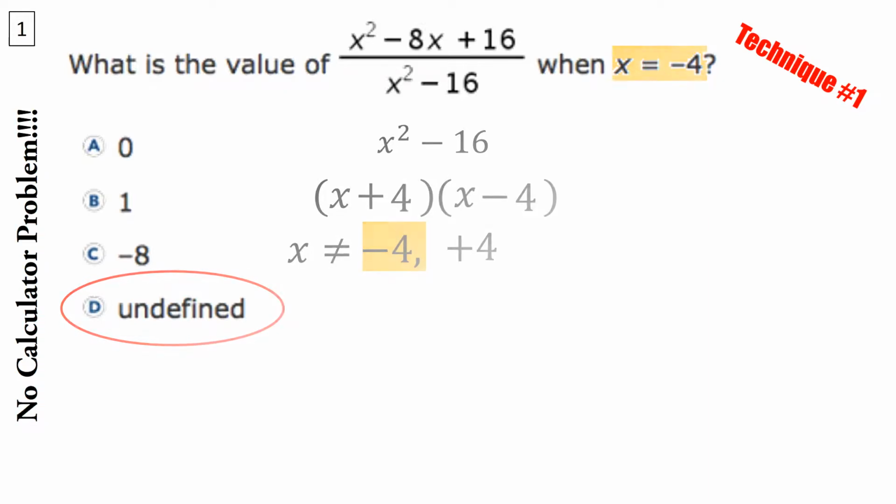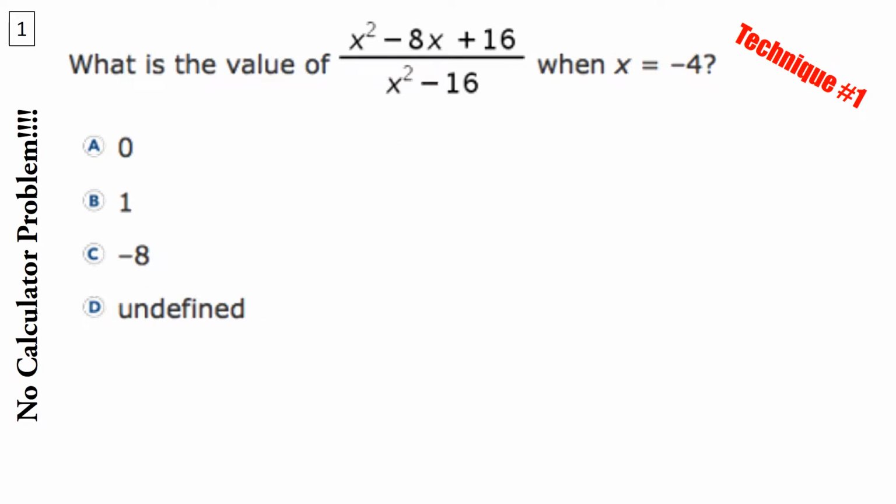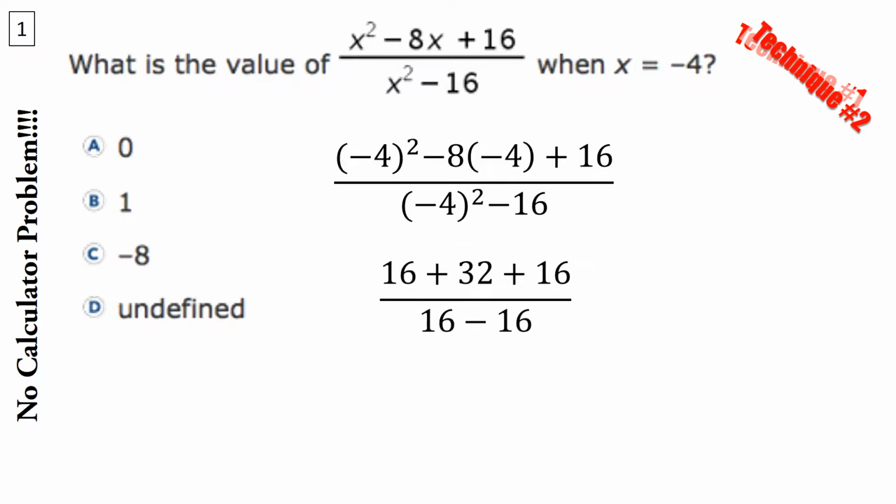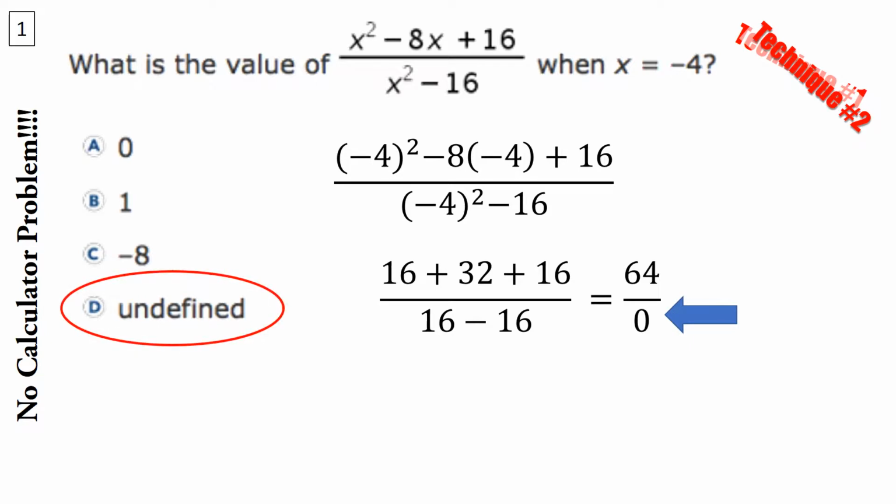Now the other way to do this problem, technique number 2, is just to go ahead and plug it in. I think a lot of people would just go ahead and plug it in. And we do that. Nothing wrong with the top. The bottom comes out 16 minus 16, and 16 minus 16 is 0. Well, 64 over 0, we hopefully remember, we can't divide by 0. And so that right there is a problem, and it means we're going to be undefined.